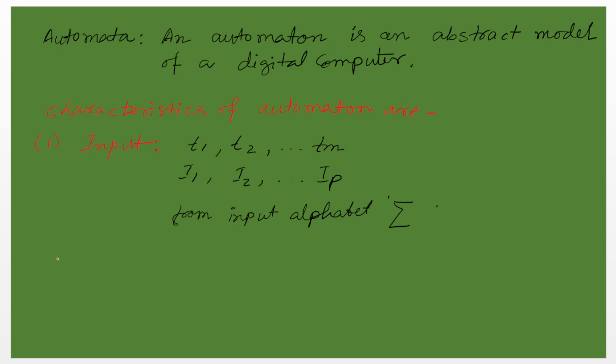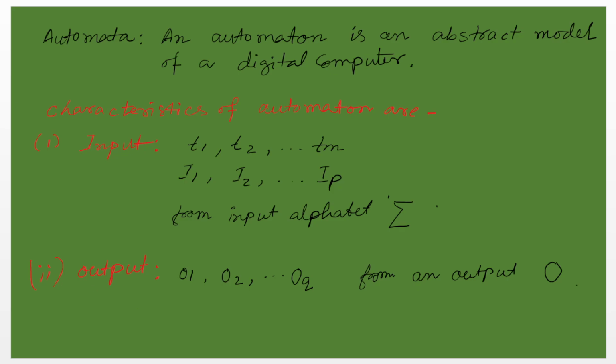Now what is output? Output is basically, suppose O1, O2 and Oq are the outputs of the model, each of which can take a finite number of fixed values from an output set O.